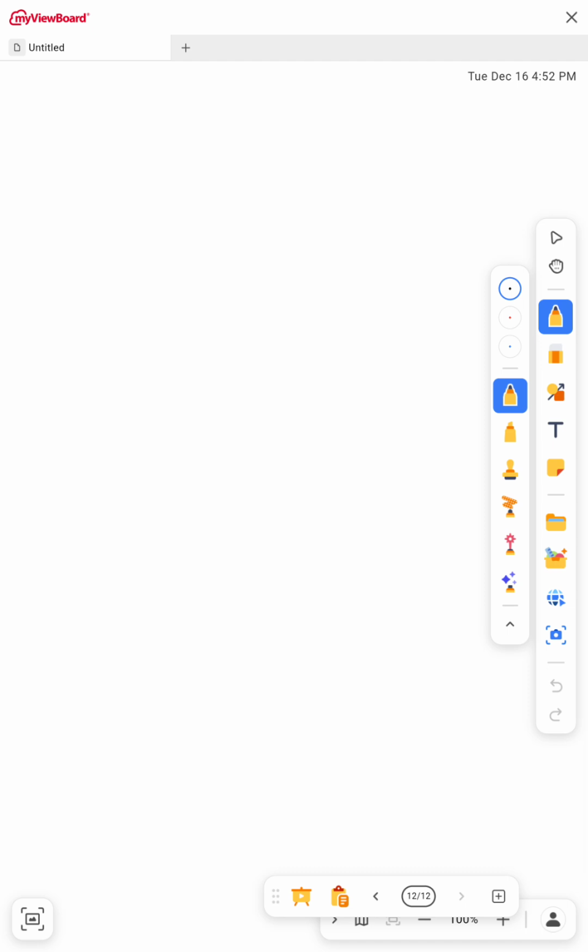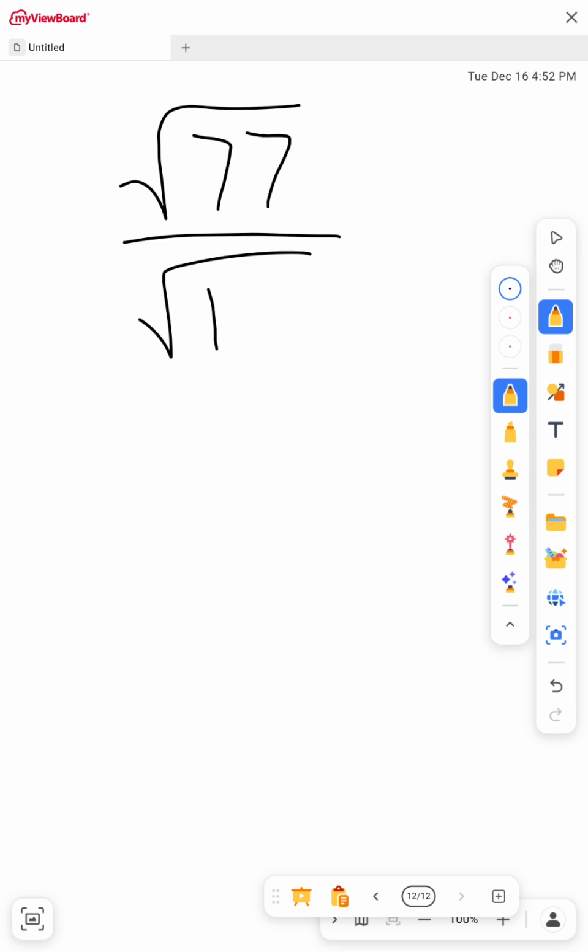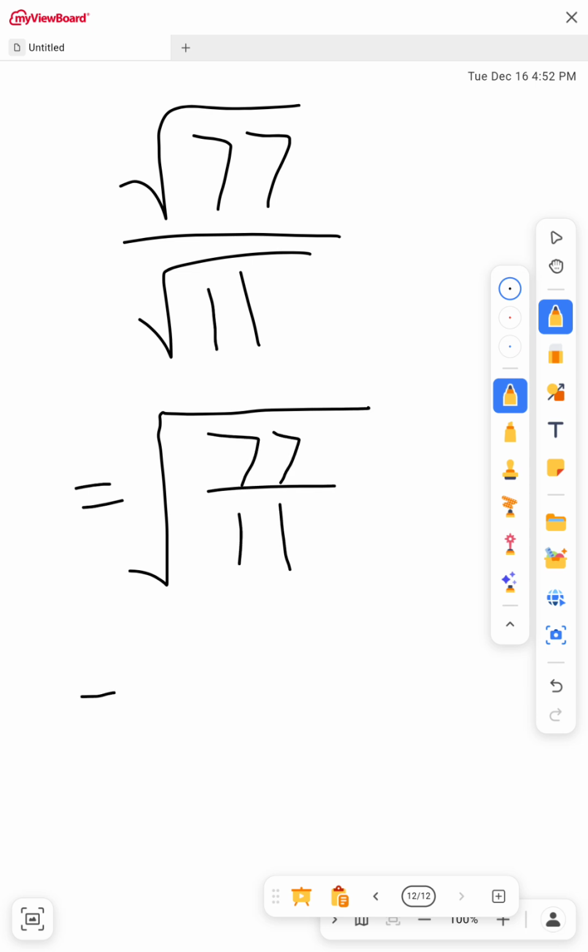Simplify square root 77 over square root 11. How am I going to solve this? Simple. I will take the square root common. 77 over 11, what is 77 over 11? 7. Square root 7 is the answer. So this is how we simplify surds and perform different operations like multiplication, division, addition and subtraction. And whenever we have an answer in surd, we normally have an exact answer.